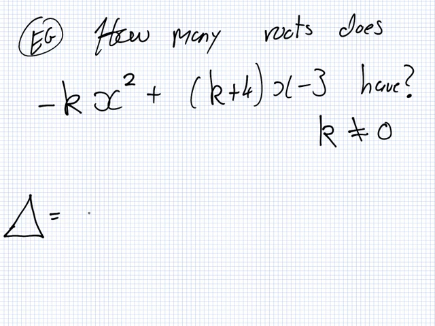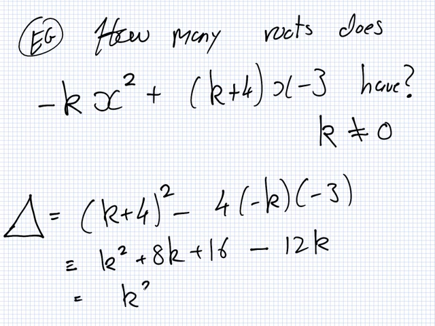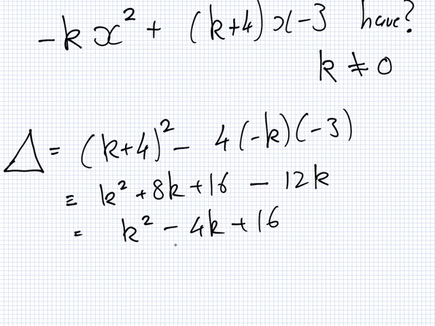So the discriminant equals b squared minus 4ac. Now right now, we can't tell if it's positive or negative or 0. We don't know, because we don't know what k is. So we'll have to simplify a bit. K squared plus, let's see, 8k plus 16 minus 12k. Yeah. So that's k squared minus 4k plus 16. Now, do we know if it's positive or negative yet? We don't know. Or do we? Next step then.